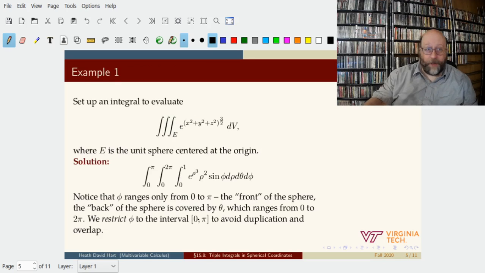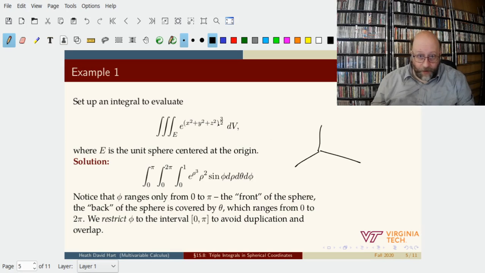All right. So now let's try an example. What we would like to do is evaluate this integral over the unit sphere centered at the origin.